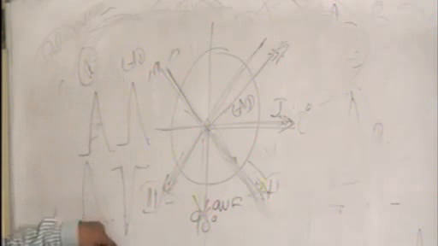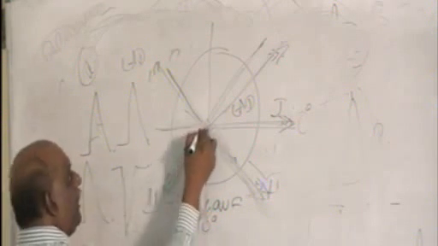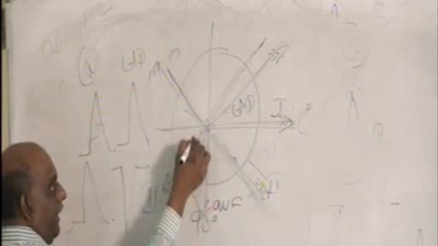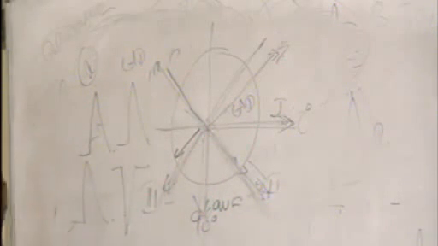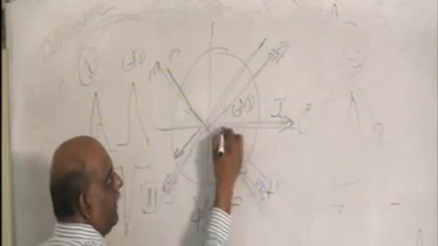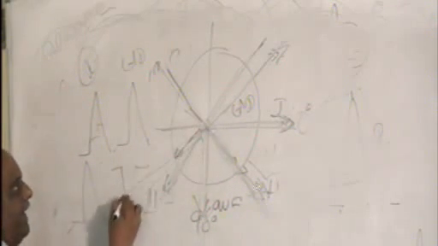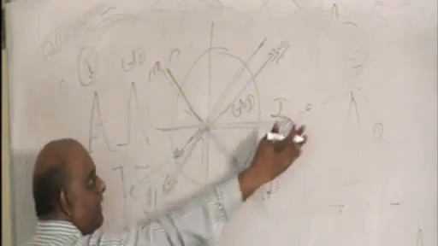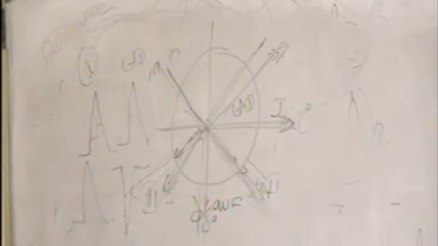Lead 1 up, lead 3 down, left axis deviation. When do you call right axis deviation? Electrical activity, instead of going like this, if it is going like this, you call it right axis deviation. Lead 1 is going like that, but this is leaving lead 1. That is the reason what will lead 1 show in right axis deviation?